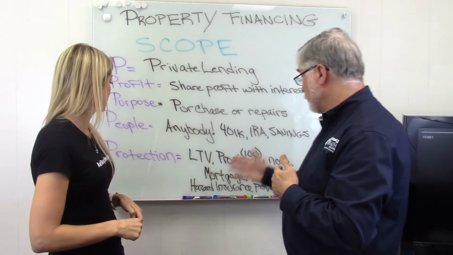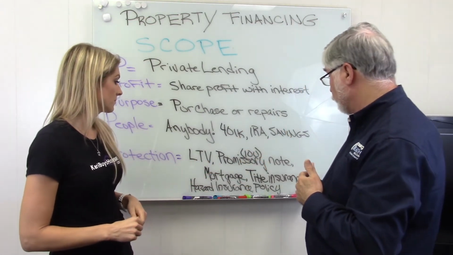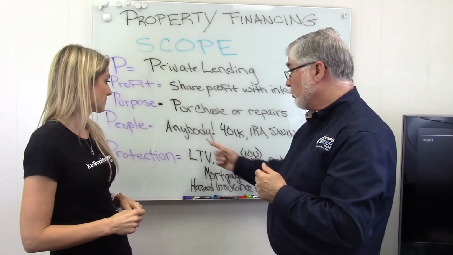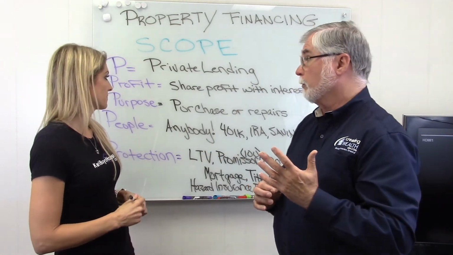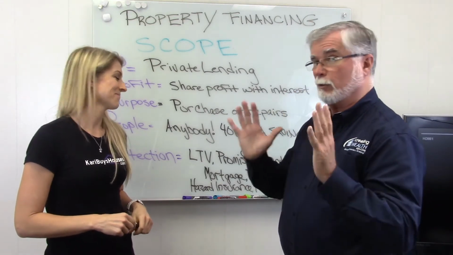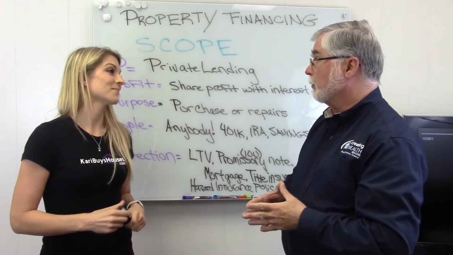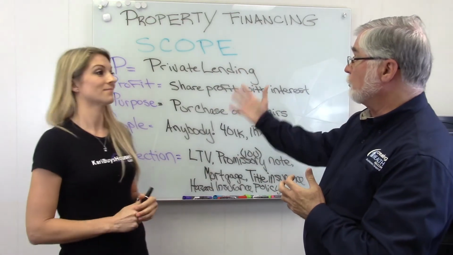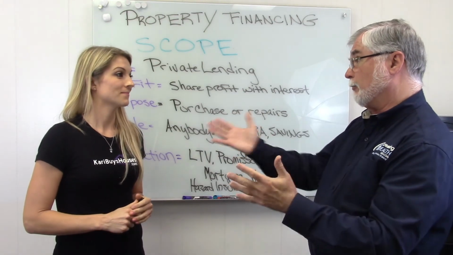I've got my loan to value, I've got an IOU, I've got a title insurance policy, I've got hazard insurance, but the biggest protection really is going to be my loan to value. And that's really important. I don't want to go crazy with exotic loans to value because I can end up in trouble. So that's kind of an overview of private money. And it definitely differs from hard money.